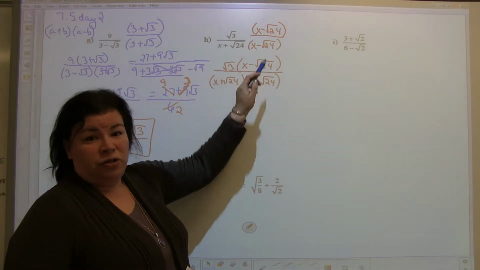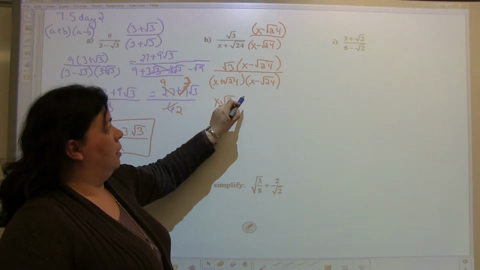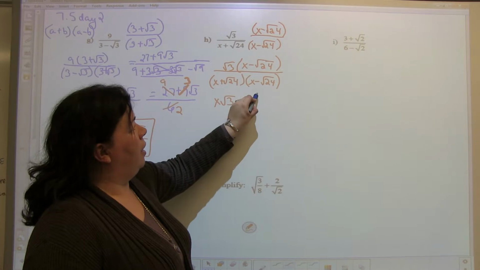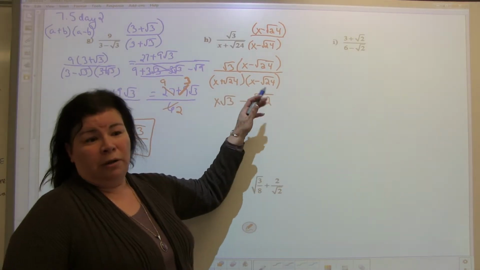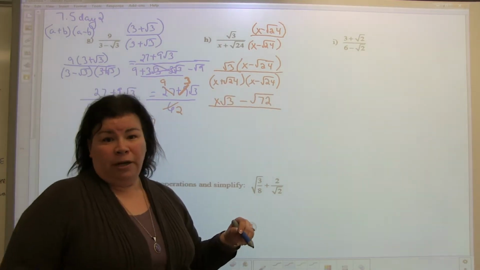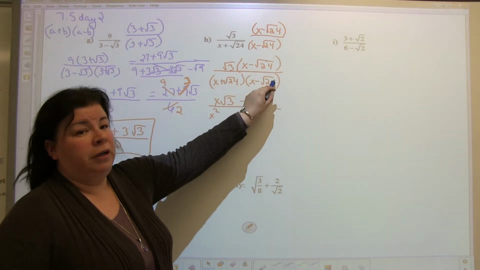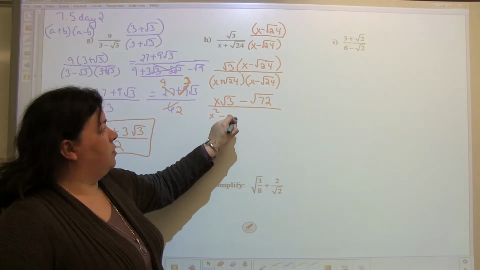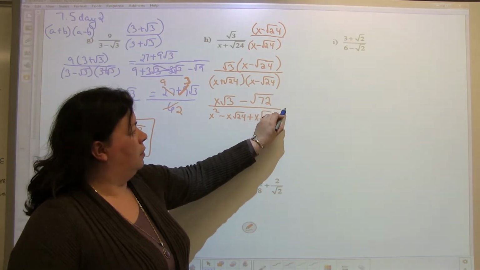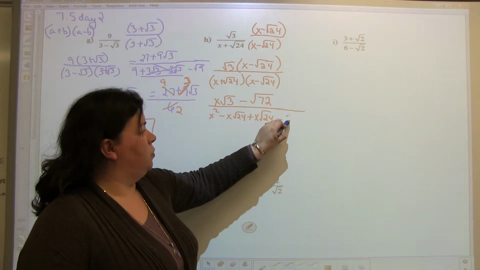Now again, if we go ahead and distribute our numerator, we're going to get x times the square root of 3, which is x root 3, minus the square root of 3 times the square root of 24, which is the square root of 72, which we will go ahead and simplify later. And then all over, again, if we FOIL our denominator here, we're going to get x times x, which is x squared. X times negative square root of 24 is minus x root 24, plus x root 24. And then the square root of 24 times the square root of 24 is, we get minus 24.